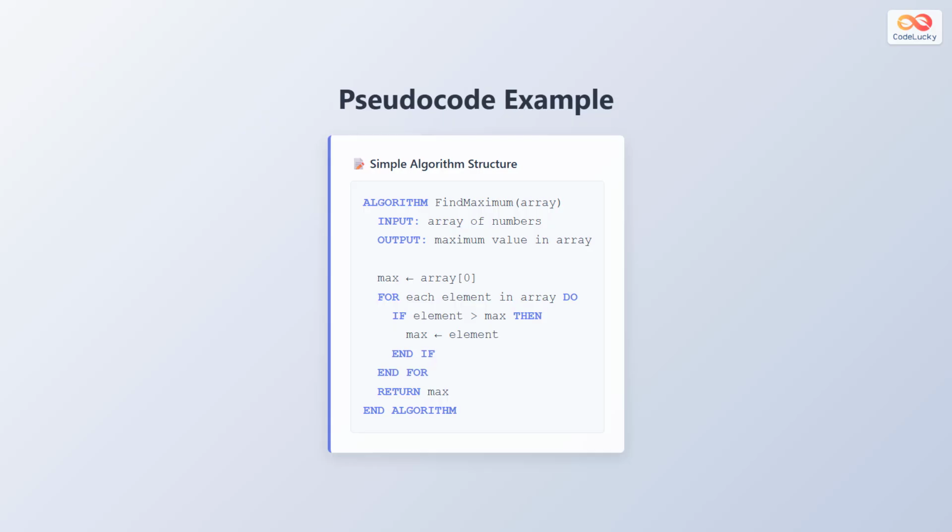Pseudocode is a simplified way to write algorithms using plain English-like syntax. In this example, we have an algorithm called find maximum that takes an array as input and returns the maximum value in that array. It starts by assuming the first element is the maximum. Then it loops through each element in the array and compares it with the current maximum. If an element is greater than the maximum, it updates the maximum. Finally, it returns the maximum value found. This pseudocode is clear and can be translated into any programming language.